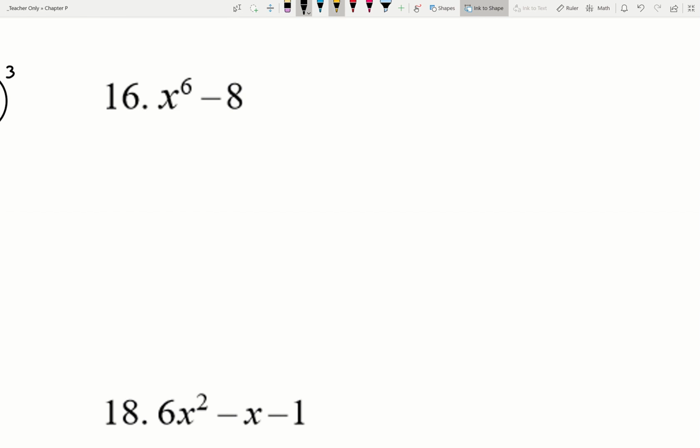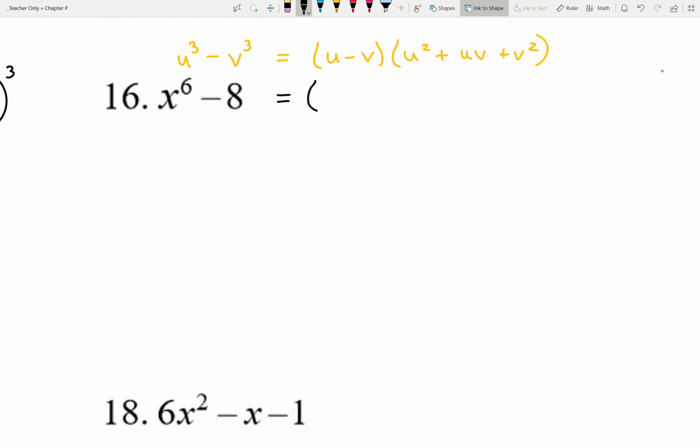And the thing about it is that since 8 is a perfect cube, I suspect this is going to be u cubed minus v cubed. Okay? And if it is, we know how that factors. It would just be u minus v times u squared plus u times v plus v squared. That's what the formula says. So binomial times a trinomial there.